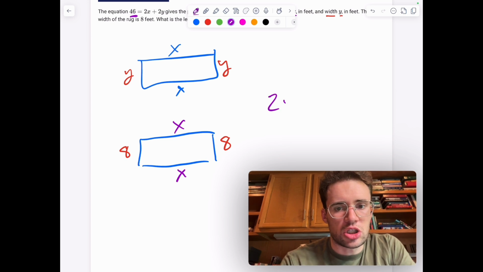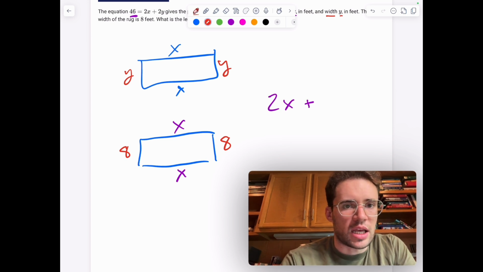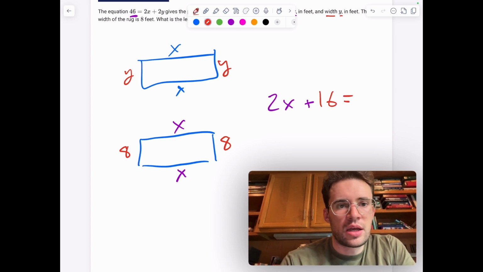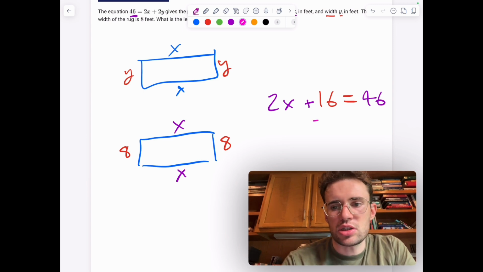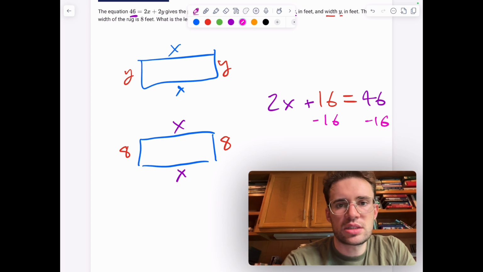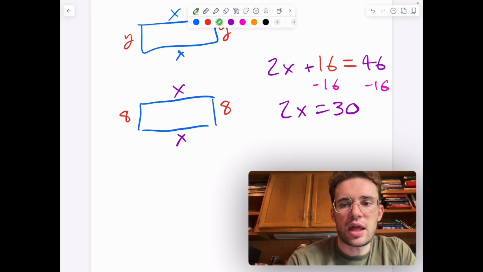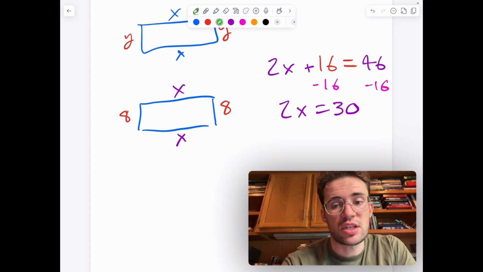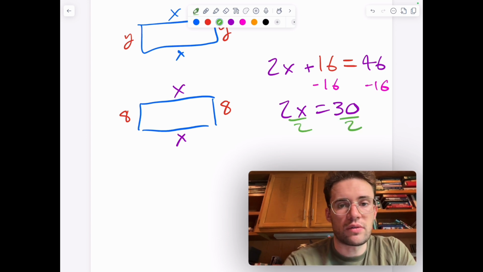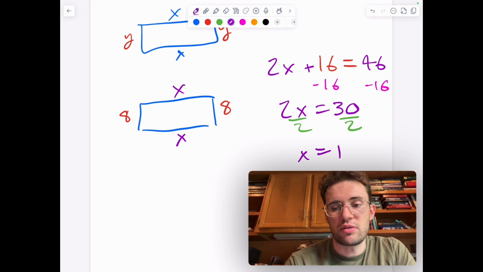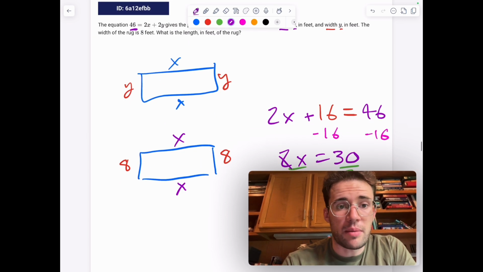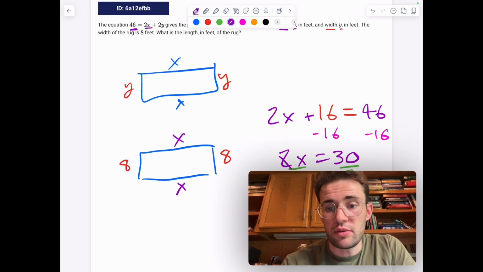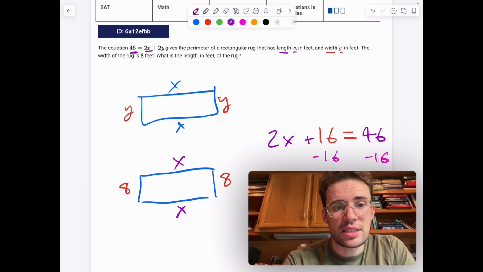X plus x is the 2x, plus 8 plus 8, that's 2y. So plus 16 has to add up to the total perimeter, which is 46. Now we would just get our x's alone by subtracting 16 from both sides. That gives us that 2x is equal to 30. And then to find that, you think what times 2 makes 30, which would be 15, or you could divide both sides by 2, it would be the same answer. 30 divided by 2 is 15. So 15. If you want to plug that back in, 2 times 15 would give you 30. 2 times 8 gives you 16. 30 plus 16 is 46, so that does work.